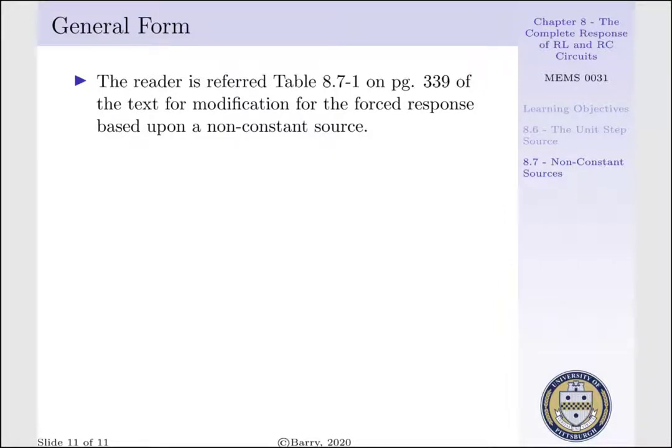Now, when we have a non-constant source, all we have to do is modify our equation in terms of our forced response. That is, anytime we had a constant source, our forced response was a constant value. If our source is nonlinear, say an exponential, our forced response is going to take a form of an exponential. Thus, the reader is referred to table 8.71 on page 339 of the text for the simple modification of our forced response based upon a non-constant source.